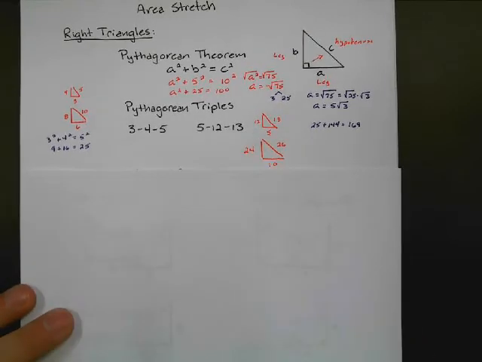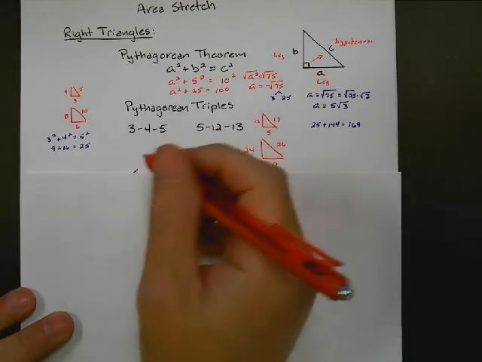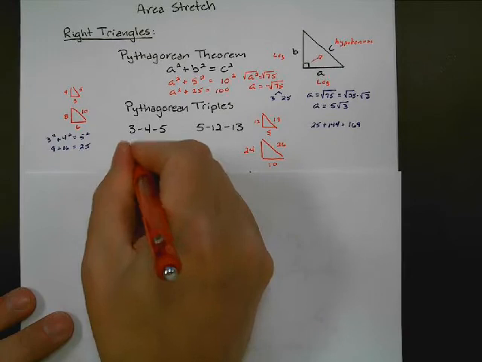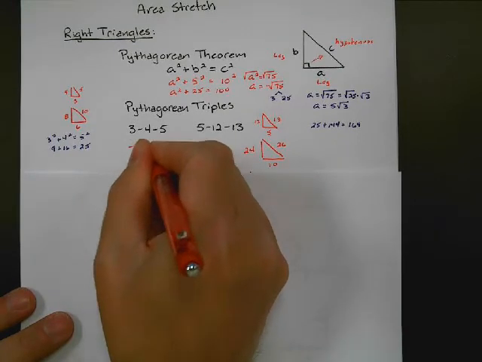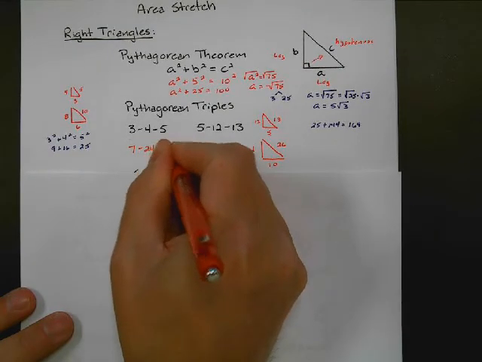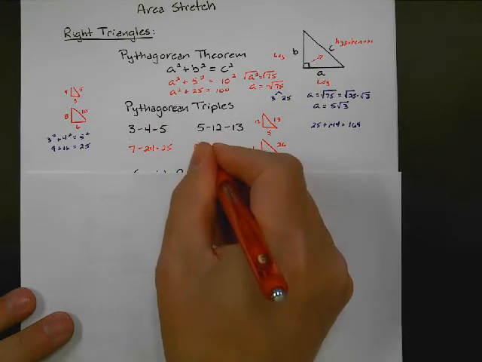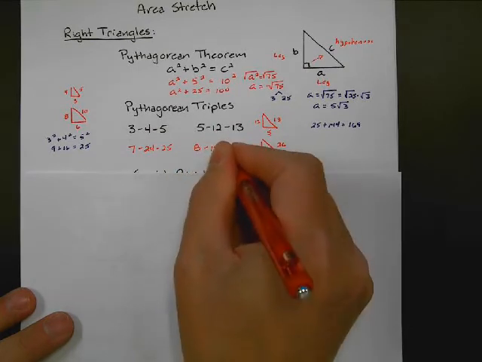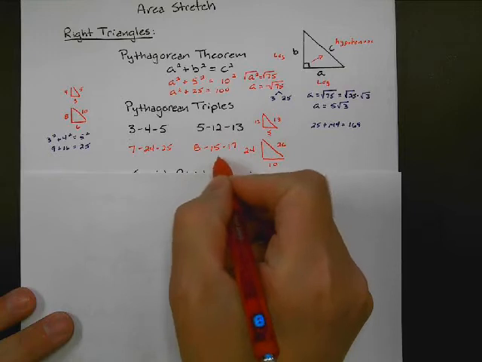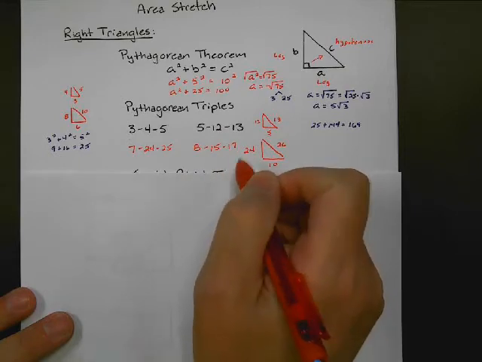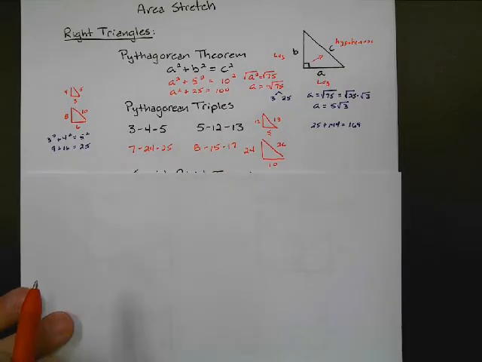These are your main triples that you need to know. There are other triples out there. There is an infinite number of triples. Some of the other ones you might run across, but probably not, would be 7, 24, 25, and 8, 15, 17. 64 plus 225 is 289. So that would be another triple that would work.